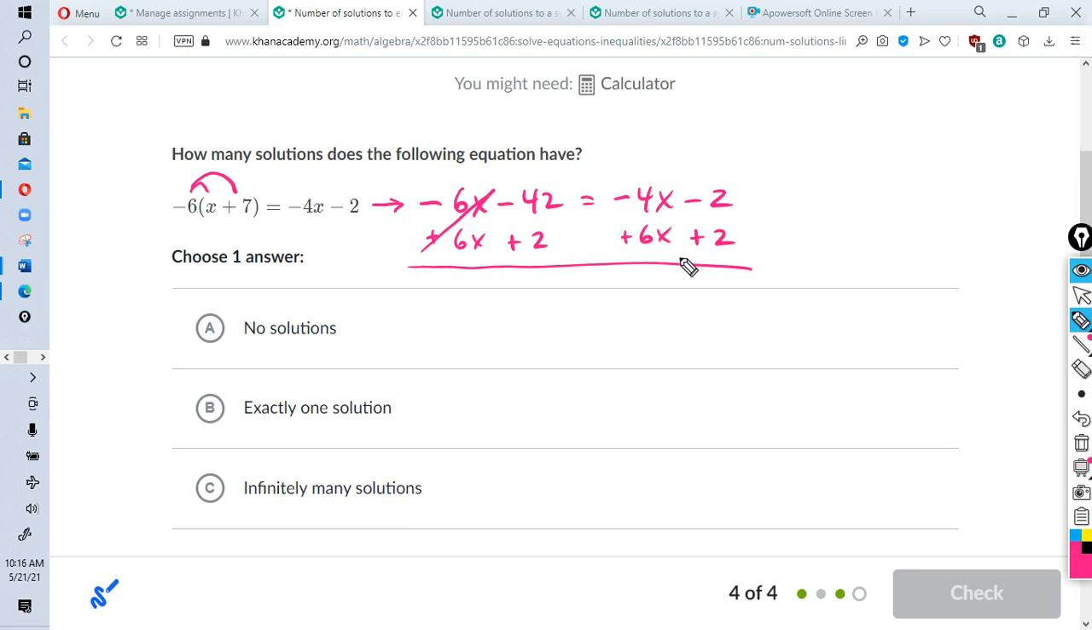You want the x's on one side and you want the numbers on the other. So -2 and +2 are going to cancel. -42 plus 2 is -40. Bring down your equal sign, and -4x plus 6x is 2x. Now it's obvious you can solve for x. You don't even have to solve for x. But just to prove it to you, dividing both sides by 2, -40 over 2 is -20. The 2's cancel here, and x is -20. But they didn't ask that. They just asked if there's a solution, and of course there is. So these are easy.